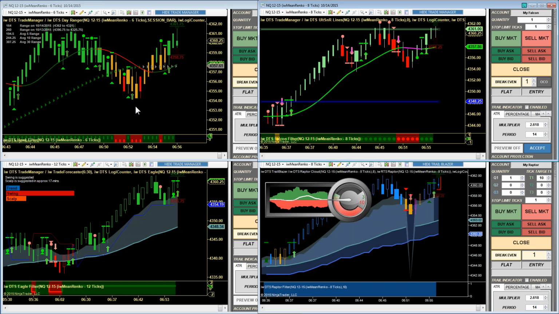So they're not a time-based chart. They're a range style chart. We're running a 6-tick brick on the Hawk Scalper, 8-tick on the Falcon Swing Trader and the Raptor, and a 10 or 12-tick on the Eagle Trend Trader.